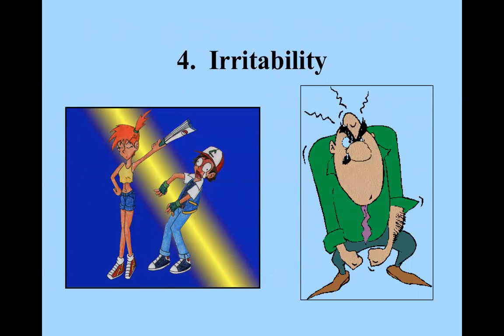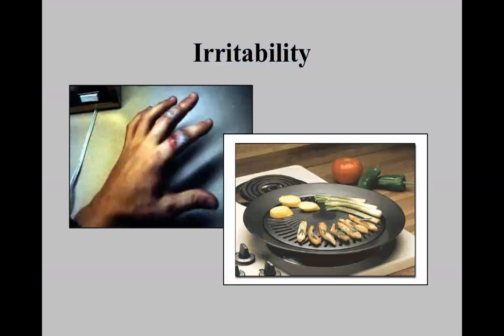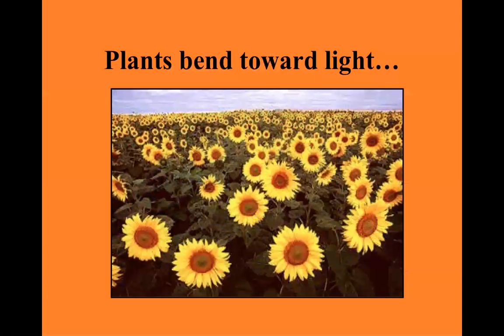Another feature of living organisms is that they are irritable, or irritability. In other words, they can sense changes in the environment, that is, stimuli, and respond to them. Like for example, running away from something, or plants bending towards the light. Okay, this is going to be irritability. Another example of irritability, or quick response, is plants bending towards the light.